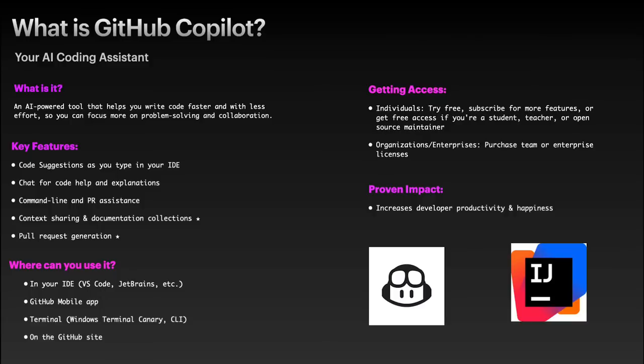So what are the key features of GitHub Copilot? Code suggestions as you type in the IDE, chat for code help and explanation, command line and PR assistance, context sharing and document collaboration, pull request generation. These are the key features I have mentioned here, but apart from that there are lots of features available in GitHub Copilot.